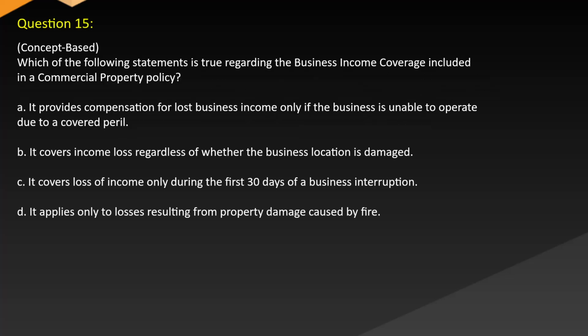Question 15. Concept-based. Which of the following statements is true regarding the business income coverage included in a commercial property policy? A. It provides compensation for lost business income only if the business is unable to operate due to a covered peril. B. It covers income loss regardless of whether the business location is damaged. C. It covers loss of income only during the first 30 days of a business interruption. D. It applies only to losses resulting from property damage caused by fire.